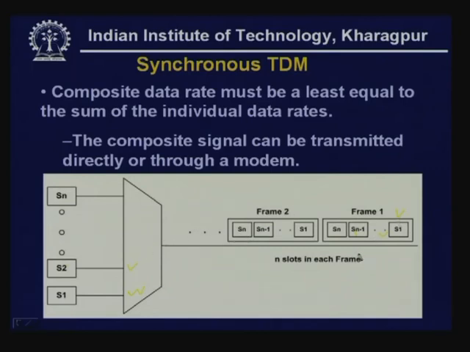So, as you can see here, there are n slots in each frame. So, this is slot 1, this is slot 2, in this way you have n slots, and each slot corresponds to a particular source. That means slot 1 corresponds to data from this source, slot 2 corresponds to data from this source, slot n corresponds to data from this source.